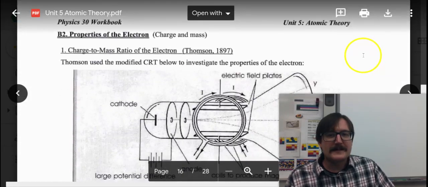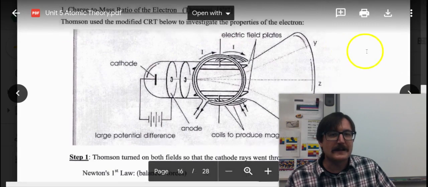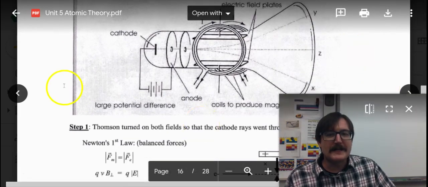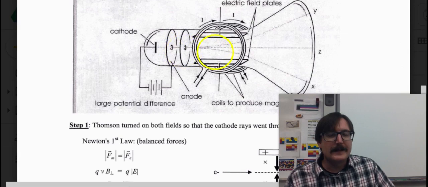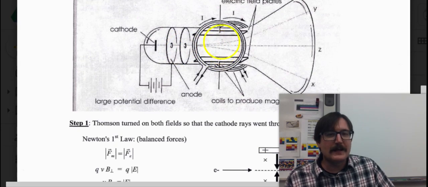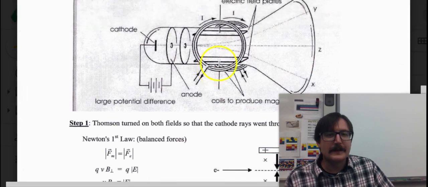So let's look at the properties of the electron, charge and mass. The charge to mass ratio of the electron. Thomson in 1897 used a modified CRT below to investigate the properties of the electron. So essentially you have a large potential difference. You have a cathode where electrons are emitted. They are accelerated towards the anode. They move through and into a region where there are parallel plates. Okay? So an electric field is created and coils of wire on either end, making essentially a magnetic field.